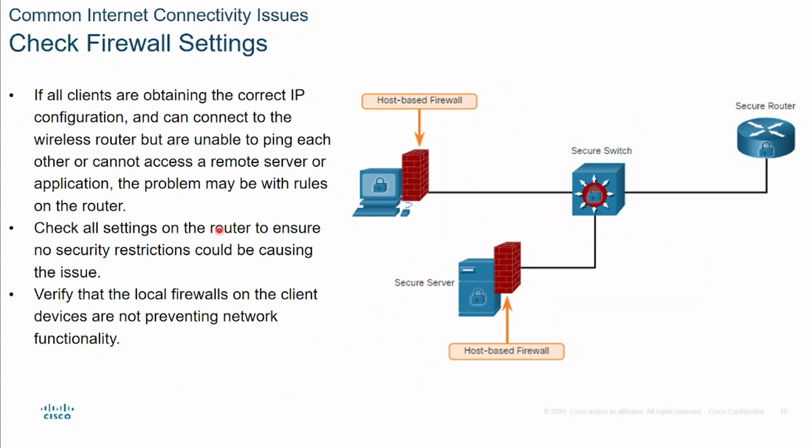Also, you should always check firewall settings. If a client, or all clients, are obtaining the correct IP configuration and can connect to the wireless router but are unable to ping each other or cannot access a remote server or application, the problem may be with the rules on the router. You have to check all settings on your router to ensure that no security restrictions could be causing the issue. You verify that the local firewalls on the client devices are also not preventing network functionality, because you can set up a firewall on your system also.